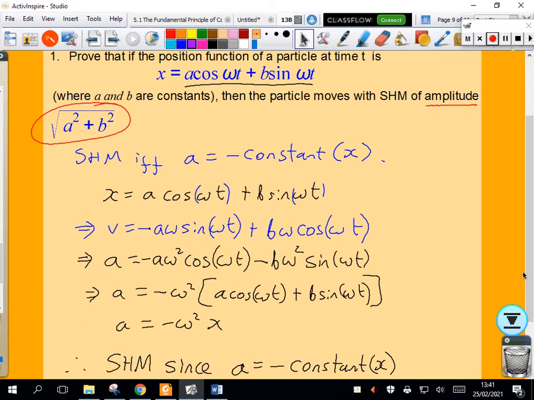We took the first derivative to find the velocity, second derivative to find the acceleration, and we found that the acceleration could be written as a negative constant times x, the position function, and that's the definition of simple harmonic motion. The second thing I want to do is think about what is the amplitude of this thing. We found a way to find the period. Once I know what omega is, I can find the period.